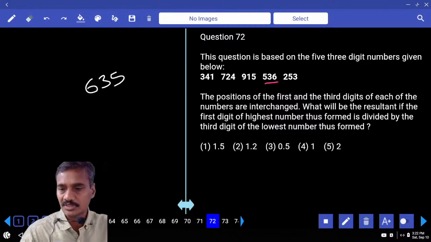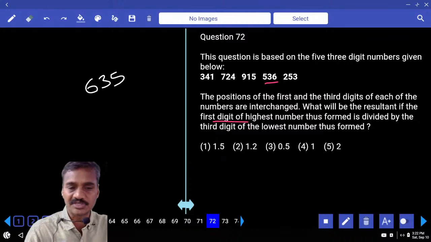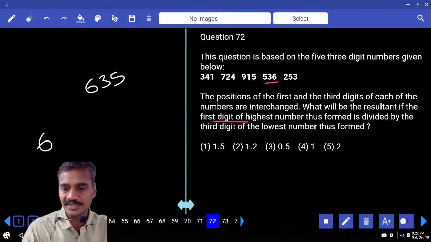Now in this one, what will be the resultant if the first digit of the highest number 6 thus formed is divided by the third digit of the lowest number.